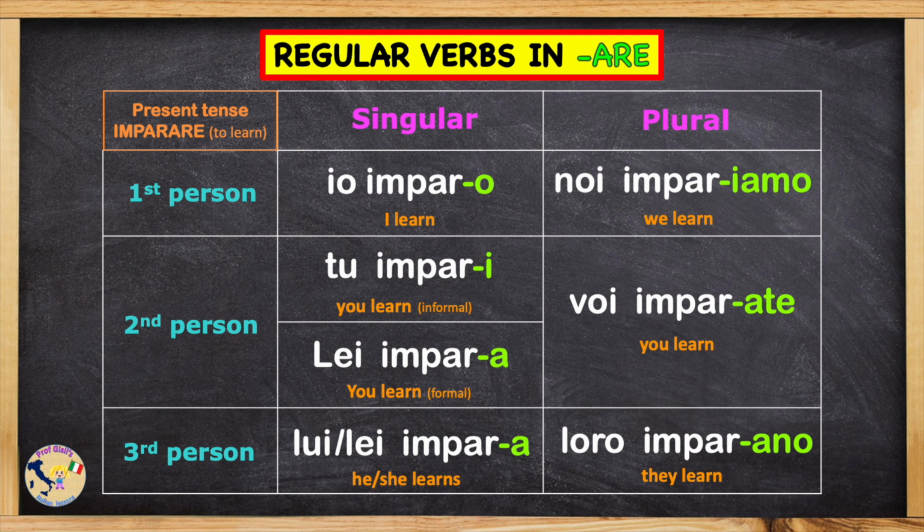As I mentioned in other lessons, Italian subject pronouns can often be omitted. However, I advise you to use them when learning verb conjugation because they do help memorize the correct endings for each grammatical person and number.